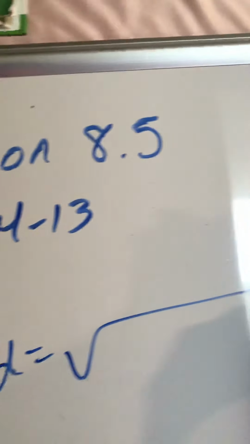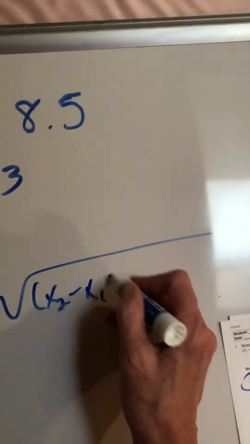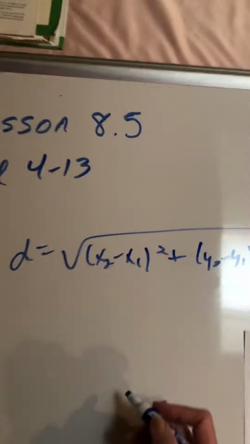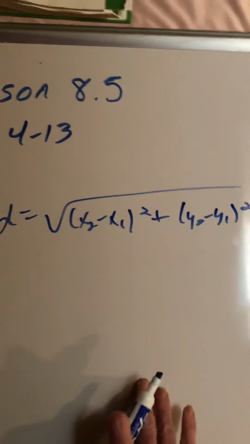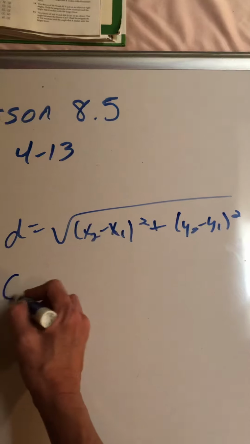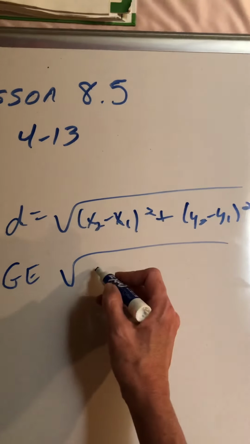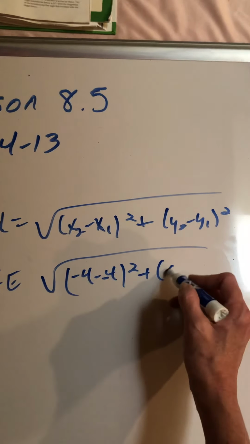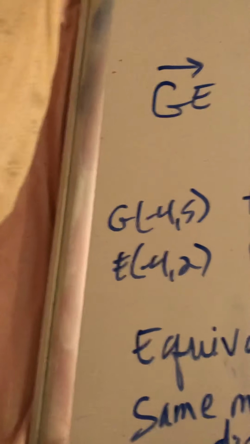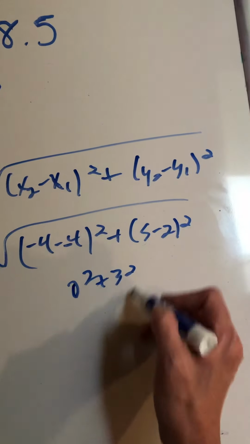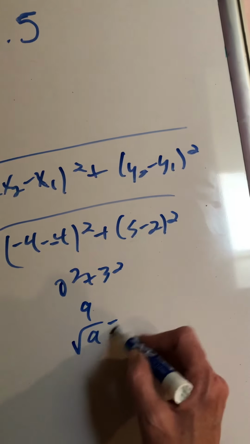So my distance formula, remember, is x2 minus x1 all squared plus y2 minus y1 all squared. And then you just plug into distance formula. You've had it since Algebra 1. So I'm going to find it for GE. My x's would be -4 minus -4 all squared, plus 5 minus 2 all squared, because those are my points, -4, 5, and -4, 2. So this would be 0 squared plus 3 squared, so it'd be 9. So it'd be the square root of 9, which is 3.